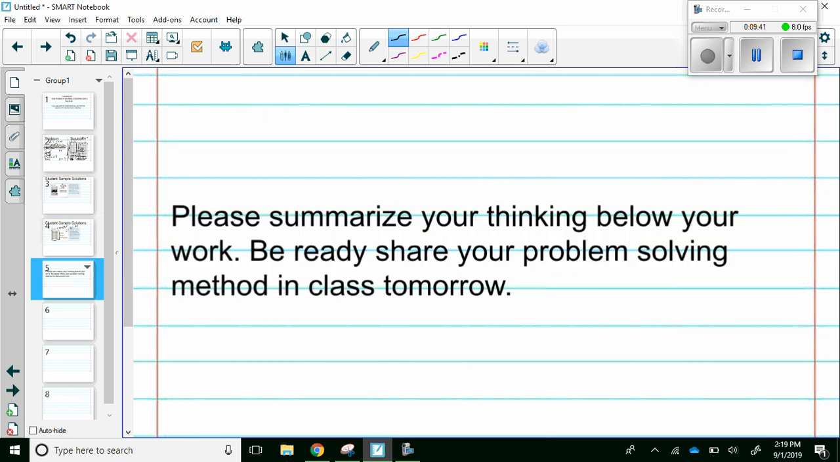Think about what you did and how you solved the problem. Was it similar to anything I did or the two students? Was it something completely different? Was it right or wrong? Either way, make sure that you are summarizing your thinking in your work in your notebook. Be ready to share your problem-solving methods in class tomorrow. Can't wait to see what you did.